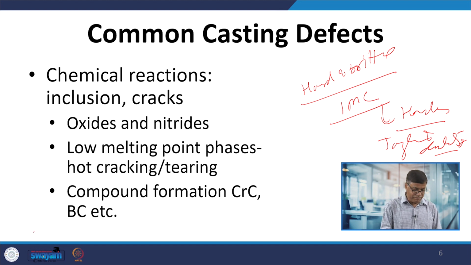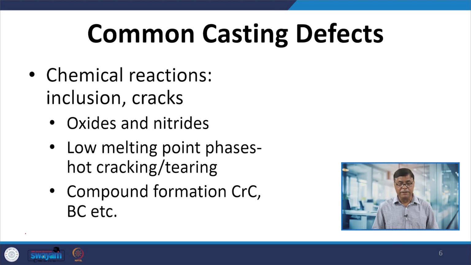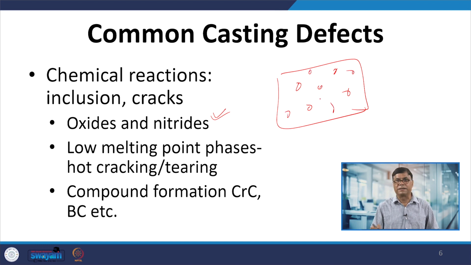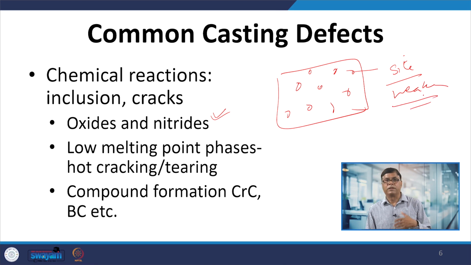So, as far as the chemical reactions during casting and the formation of oxides and nitrides are concerned, these will break the metallic continuity. You see, say this is the metal matrix of the casting, and here you have inclusions of non-metallic oxides and nitrides. These will break the metallic continuity. So, these will act as sites for stress concentration or sites of weakness, from where voids will nucleate, cracks will nucleate and promote failure. Okay. The low melting point phases will promote cracks actually.